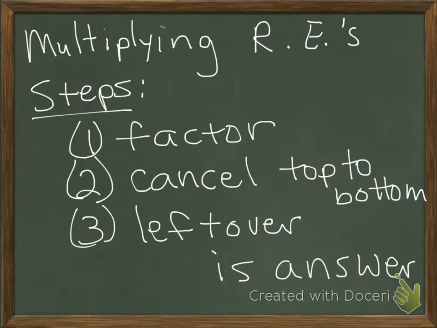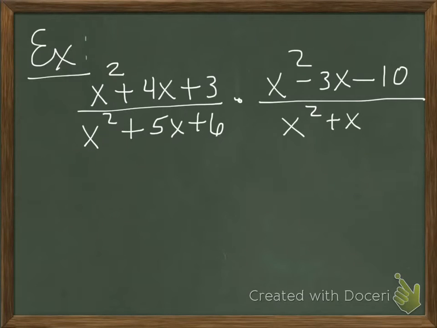The only difference is going to be that when you multiply rational expressions, there's going to be a little bit more to it. We're not just going to have one numerator and denominator, we're going to have two numerators and two denominators. So let's look at an example of how you multiply rational expressions. So for this one, I have x squared plus 4x plus 3 divided by x squared plus 5x plus 6. I have x squared minus 3x minus 10, and it's divided by x squared plus x.